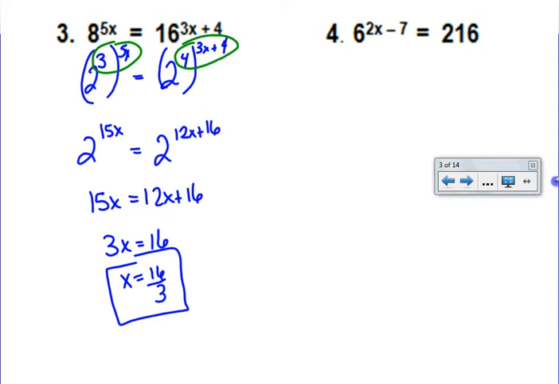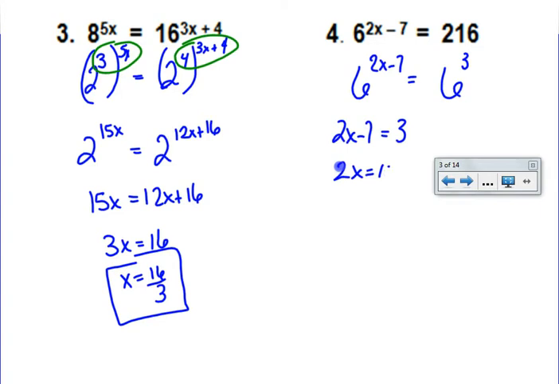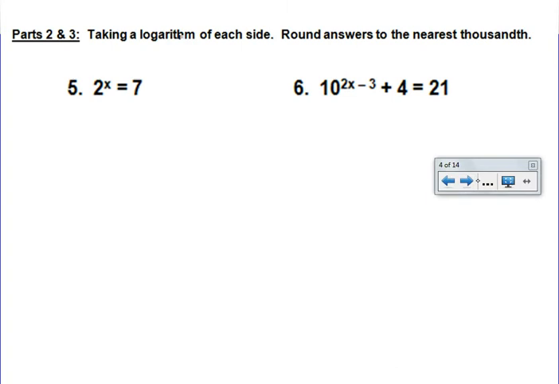Okay, on number 4, I think 6 is going to be our common base because 216 can be written as 6 to the 3rd power. So if I go ahead and do that, this time there's no other exponent, so I think we're just ready to equate our exponents since now we have the same base. So 2x minus 7 has to equal a 3. I'm going to add the 7 to both sides and divide by 2. So x equals 5.